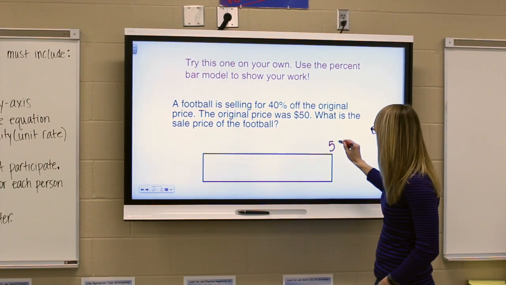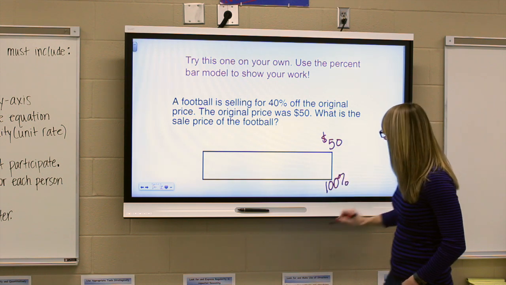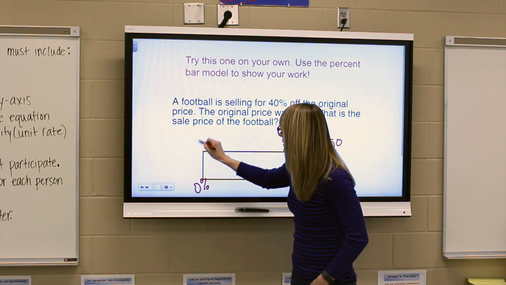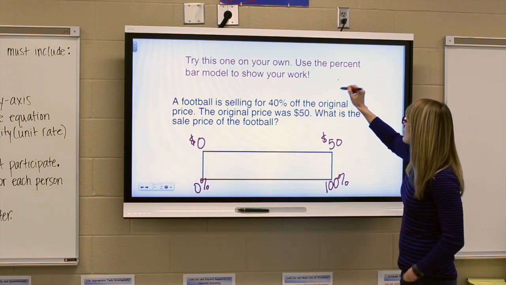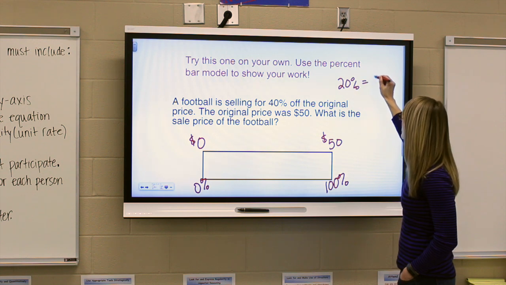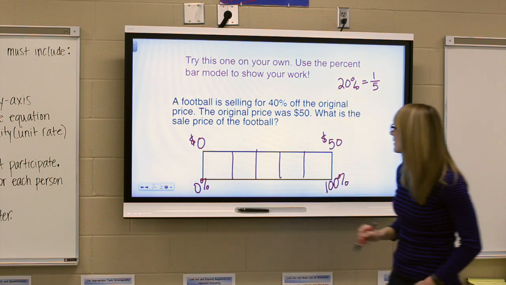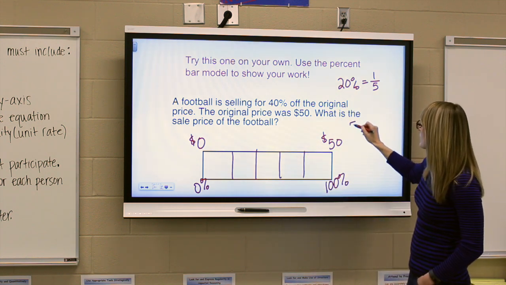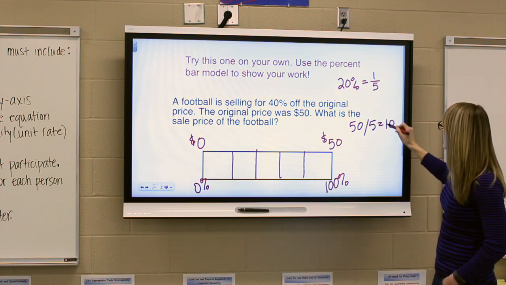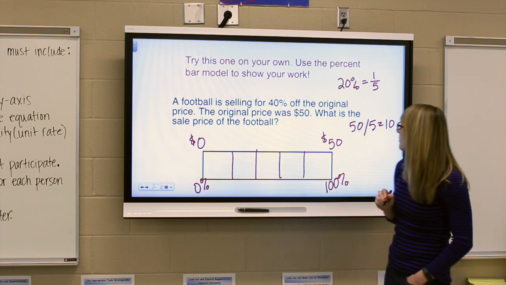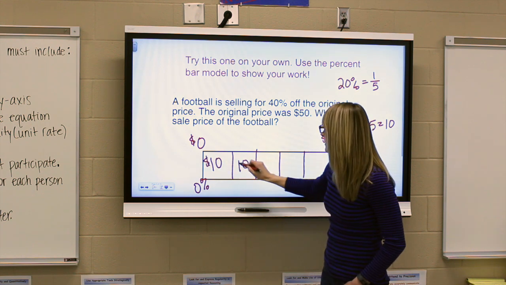So $50 was the original price, that's my 100%. Okay, so 0% would have been $0. And I told you I was going to use fifths because I know that 20% is equal to 1/5. So split it into fifths. My original price was $50, so if I divide that by 5, then I know that each section represents $10. So here's 1/5, 2/5.